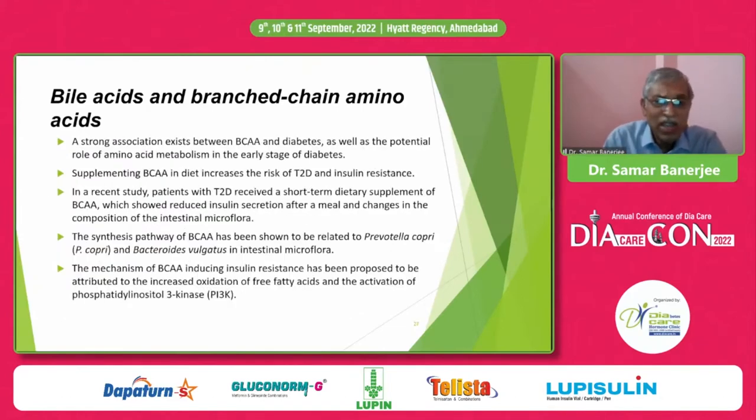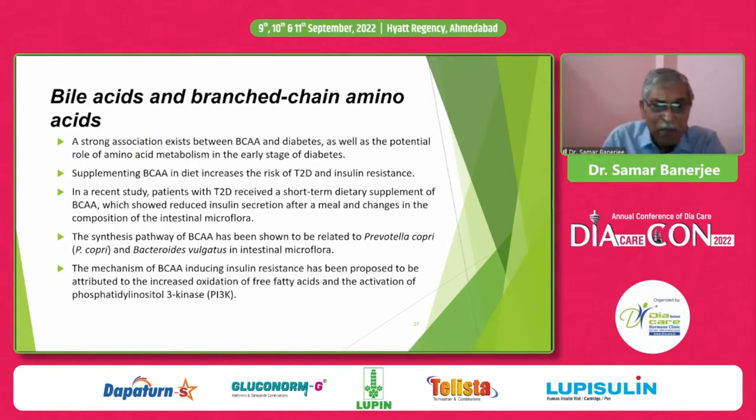A strong association exists between the bile acid and branched-chain amino acid, as well as the potential role of amino acid metabolism in the early stage of diabetes, and they can lead to more in diet, lead to increased risk of type 2 diabetes and insulin resistance.